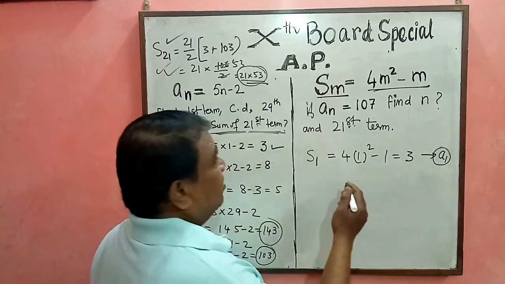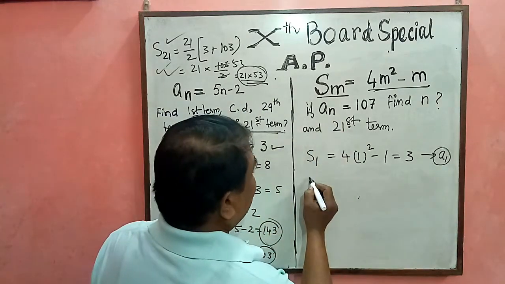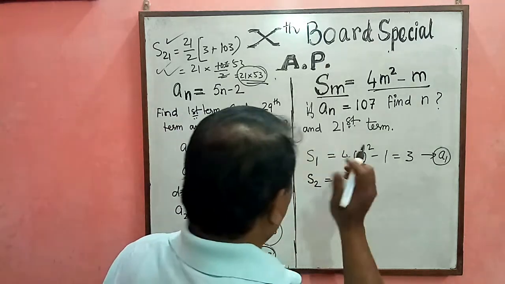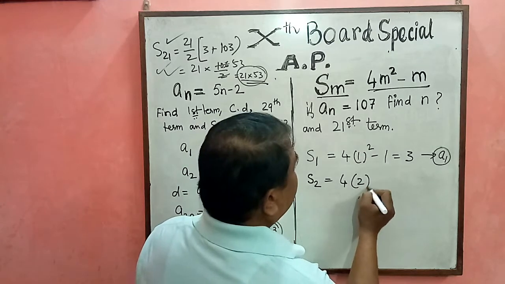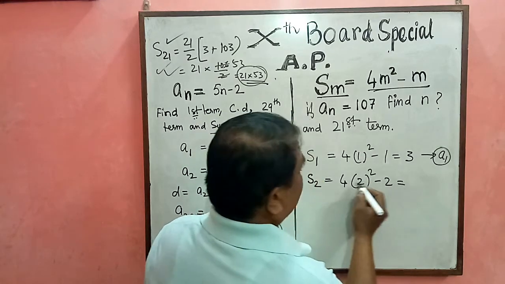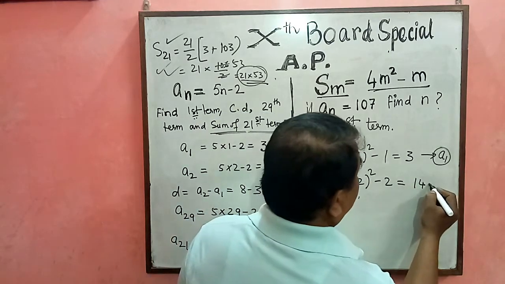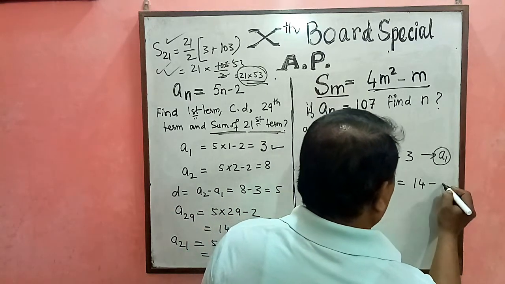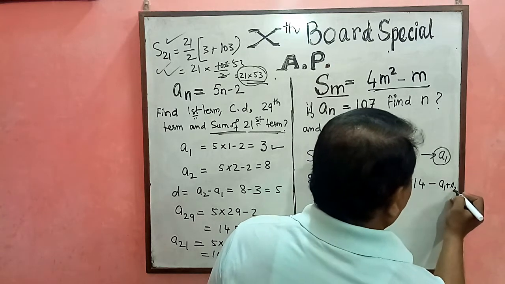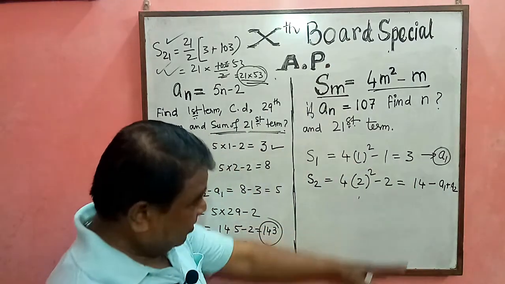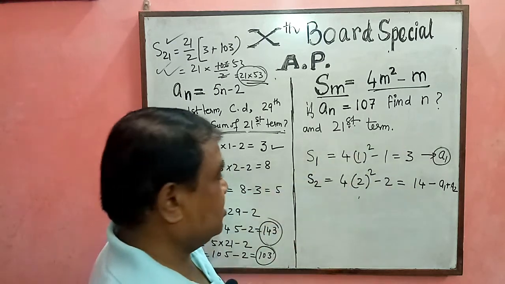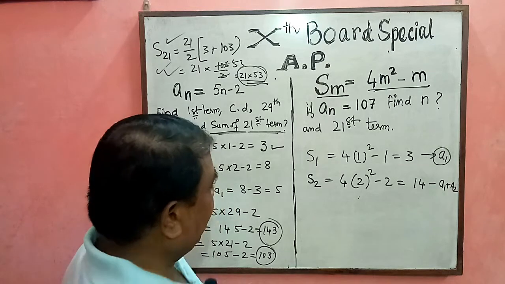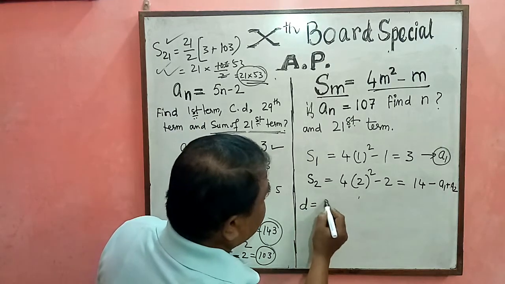Again, S2, this is 4 into 2 square minus 2, 4 fours are 16 minus 2, 14. This is not the second term, sorry. This is the first term plus the second term. If I take the difference, or if I told you to find D, we have directly the identity: S2 minus S1 is 2 minus 1.